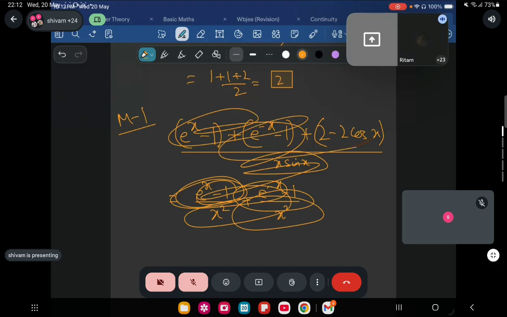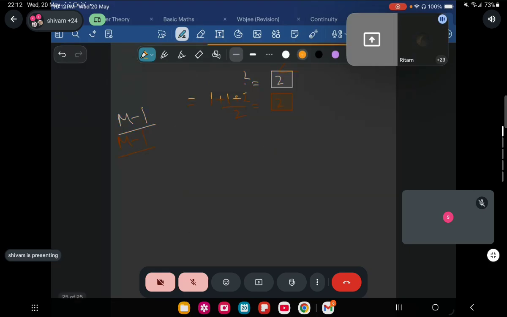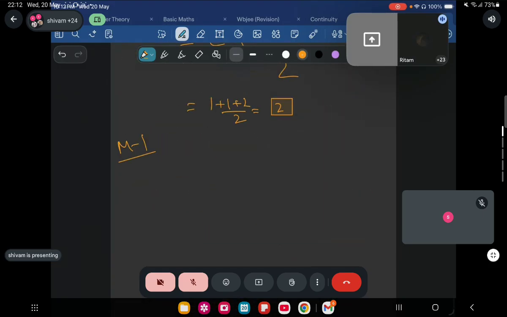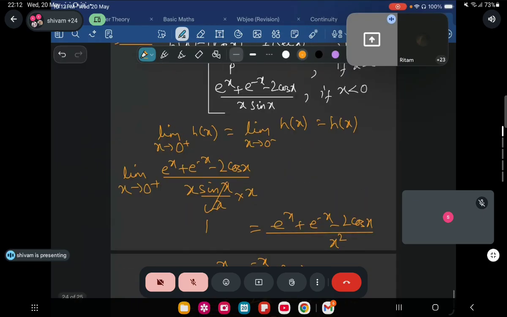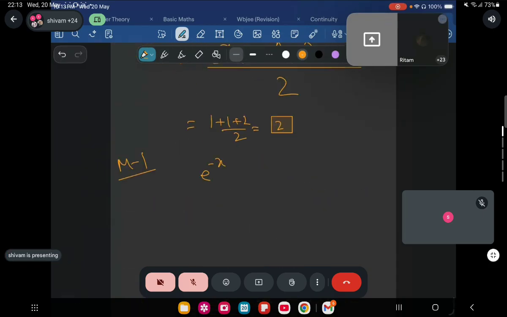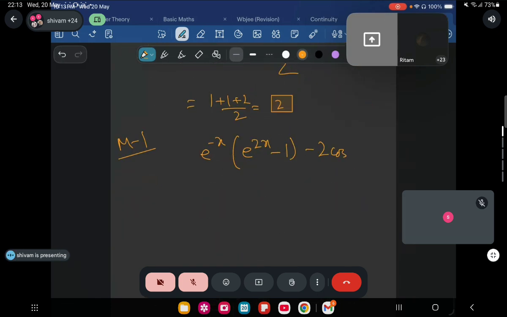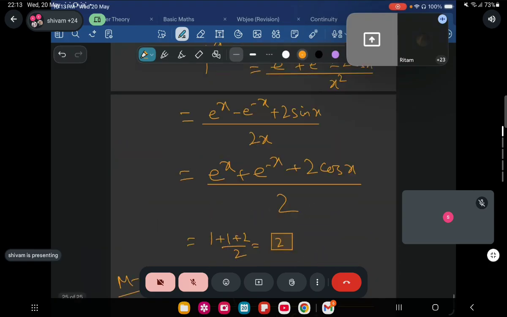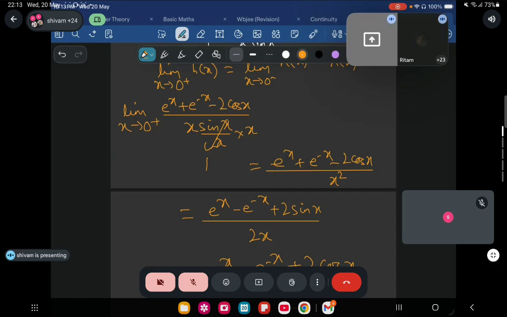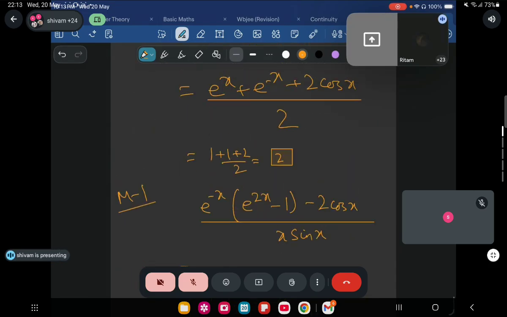Like if we take e to the power x and e to the power minus x as LCM, then we get e to the power 2x plus 1. This might work. Better you take e to the power minus x common. Within brackets, you are going e to the power 2x minus 1, right? And we will then get 2 minus 2 cos x divided by x sin x. Sir, there was a plus 1, so in order to make it minus 1, we will have to add another. Where was plus 1? Like I took LCM.